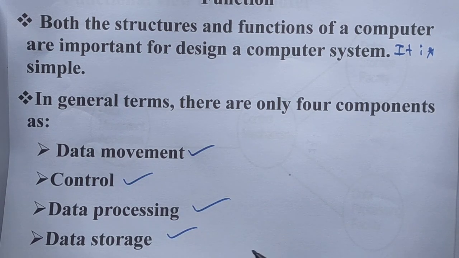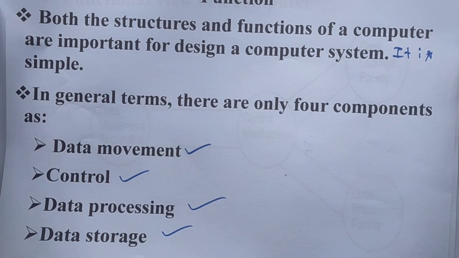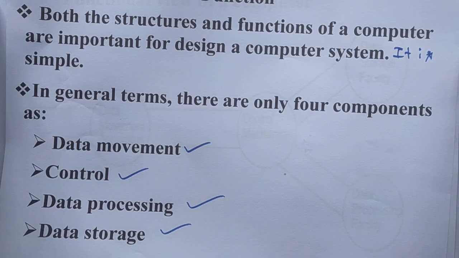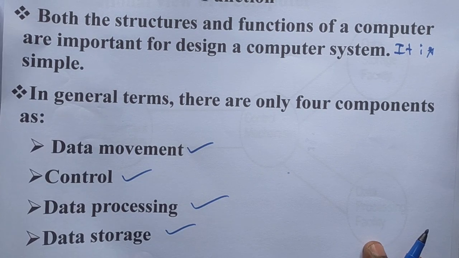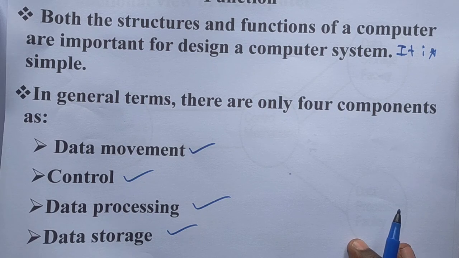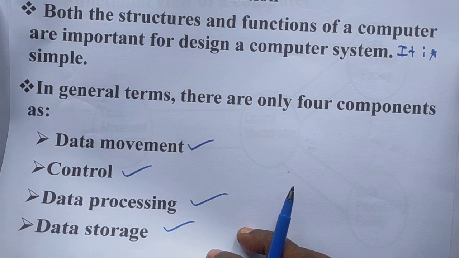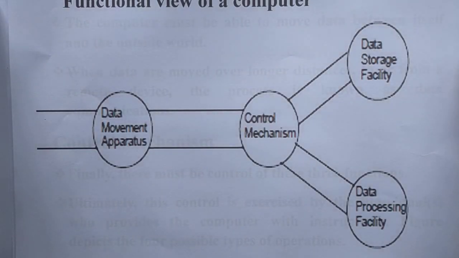Data movement means how data is moved from one component to another component. That function is required. Control functions are also required, because I told in previous lectures that the control unit is a very important part of this computer system. It controls different operations. Another is data processing, processing of data as per the requirement. And data storage, where we store data. These four components are important for the functions of a computer system.